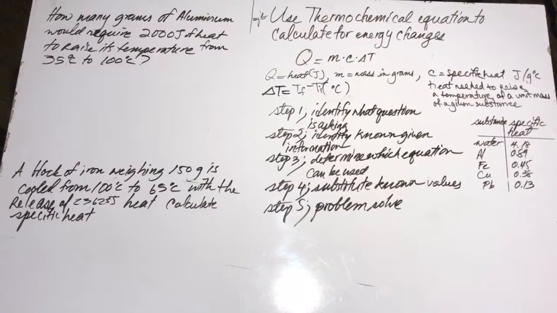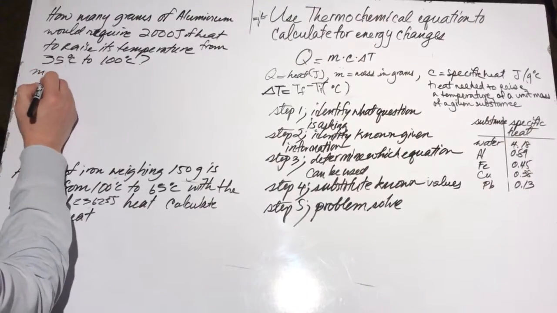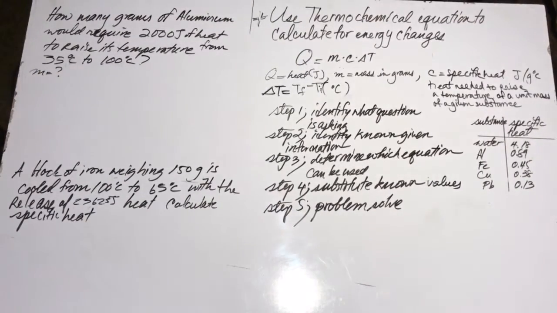So step 1, we have to identify what the question is looking for. Basically the question is looking for m. We don't know m. That's what step 1 is suggesting. Now we look at step 2, identify the known given information.